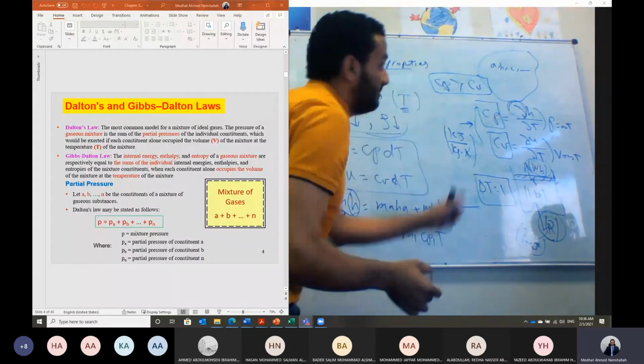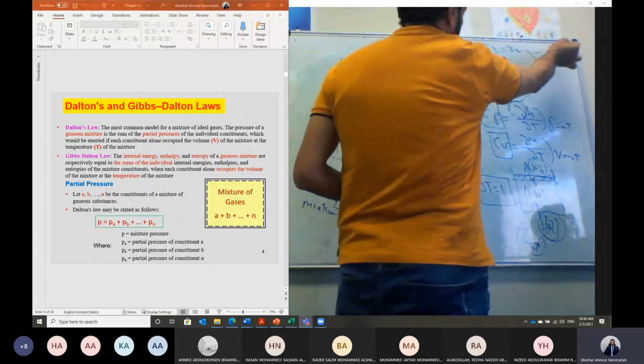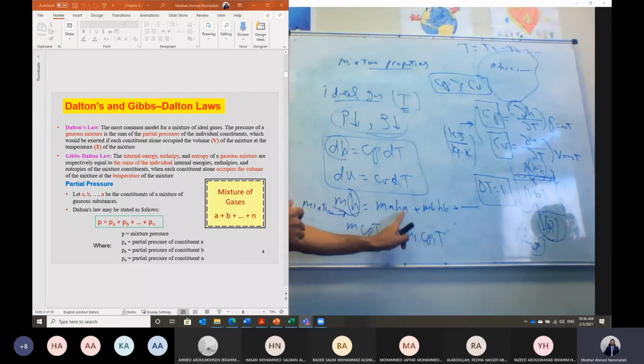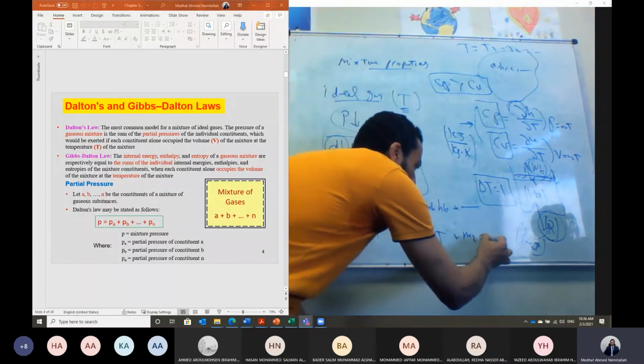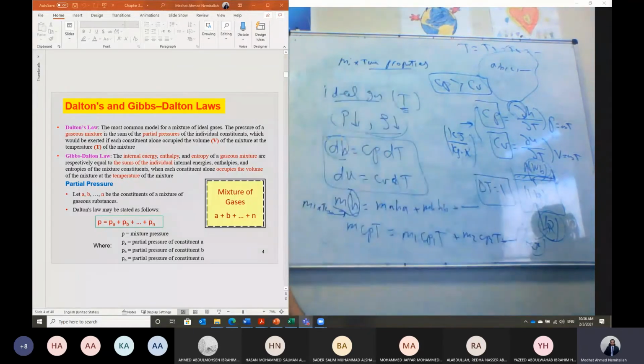But the temperature, guys, for a gas mixture, T is the same as T1, the same as T2. It is the same as the temperature for any species. So the temperature for species A or species number 1 is the same as the temperature for the mixture. We don't have variation in this case. So it will equal M1 Cv1 multiplied by T plus M2 Cv2 multiplied by T plus the other components.